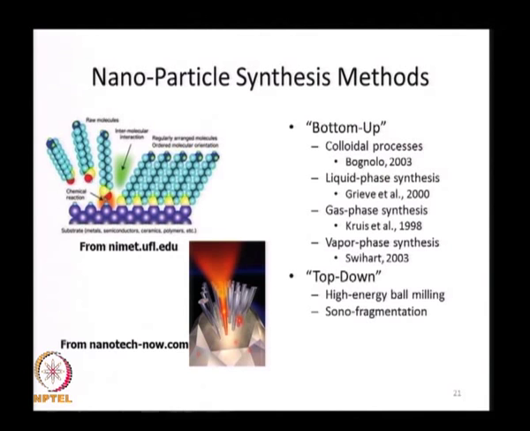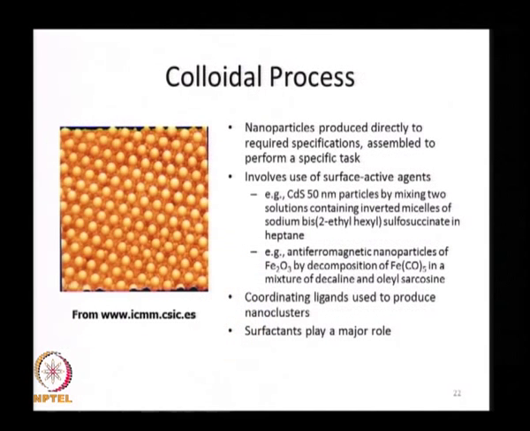And then you have the top down approach, where you begin with particles that are larger in size, for example micron sized particles, and you basically fragment them to produce finer particles. So, high energy ball milling and sonofragmentation are examples of top down techniques that are used to synthesize nanoparticles. Let us talk about some of the bottom up approaches first. What is a colloidal process? Well, in this process, essentially you build up the nanomaterial an atom at a time.